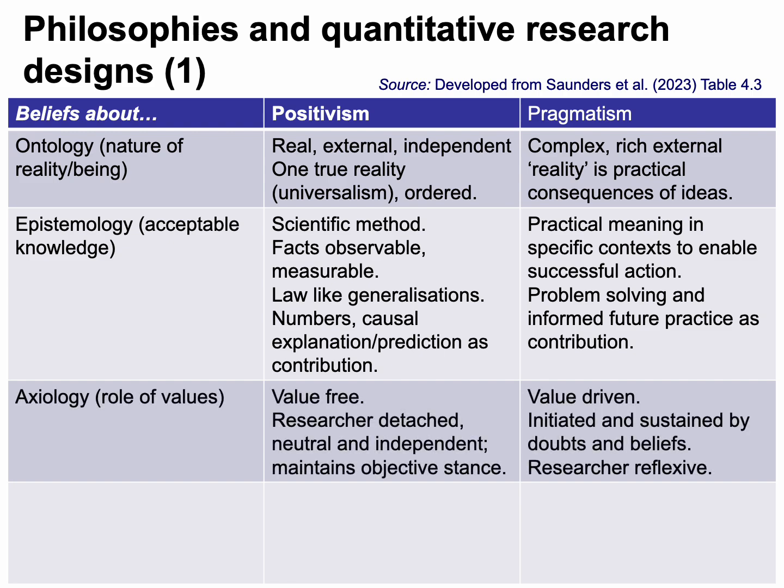The axiology, or role of values, for positivists is that values, in terms of the way the research is done, is value-free. The research has to be therefore detached, neutral and independent, and maintain an objective stance. This contrasts with pragmatists who see themselves as value-driven. Their research is initiated by, and sustained actually, by doubts and beliefs, and they're reflexive, but it's always about looking for practical consequences and utility.